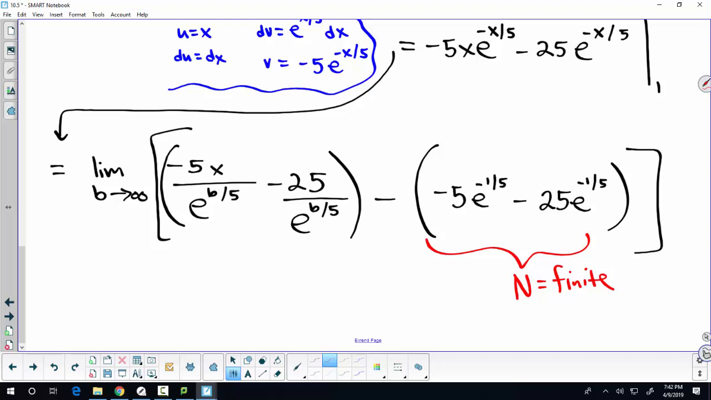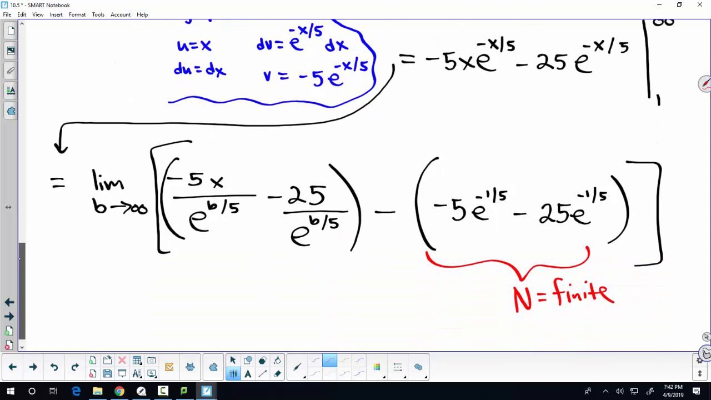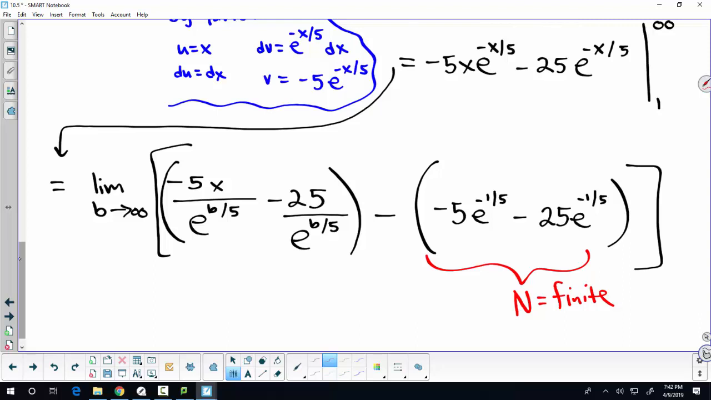Can you scroll up like 2 seconds? So then we can use growth rates here. As b approaches infinity, what do these two limits approach? Yeah, e to this power grows faster than x to the first power, or x to any power, rather. Or you can do L'Hopital's rule. Hopefully, clearly, the negative 25 over e to the infinity over 5 goes to 0.